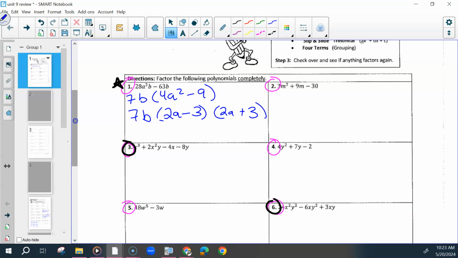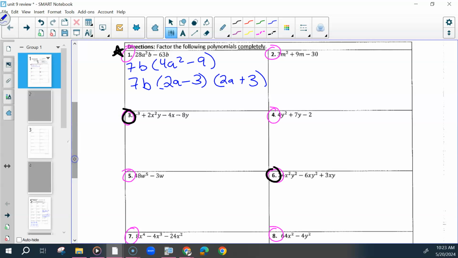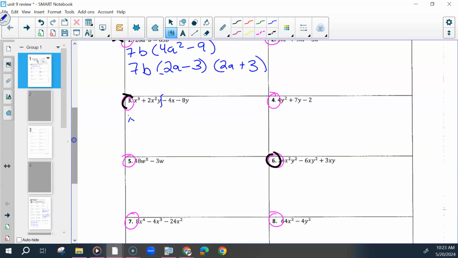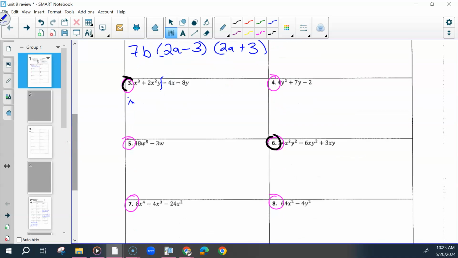Number 3. This one has 4 terms, so we can factor this by grouping. If it has a GCF for all of them, do that. Otherwise, you can do that later. Split that down the middle. What do those first 2 have in common? X squared. If I divided that out, what's left? X plus 2y. There we go.